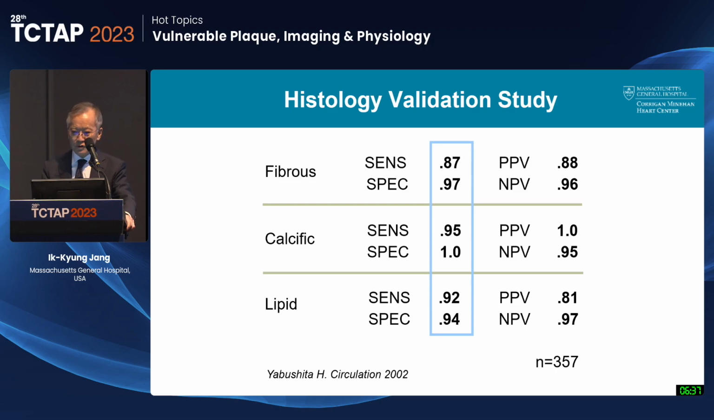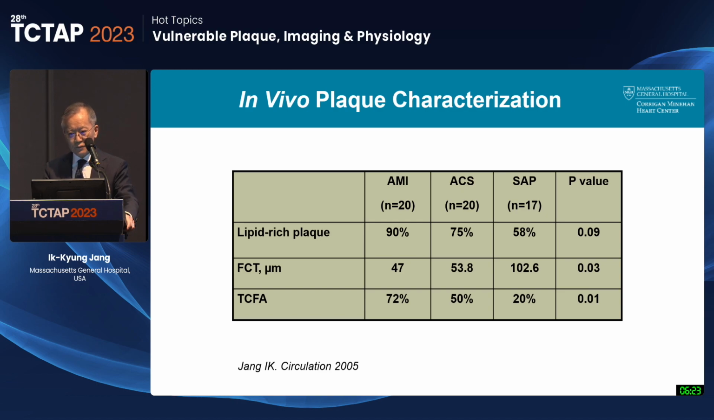So this is a histology validation study. This study demonstrates that different components of plaque, fibrous, calcific, and lipid, can be identified with OCT with accuracy of 0.85 or higher. And this is the first human study that replicates Dr. Virmani's histology report, fibrous cap thickness, the threshold of 65. So if you look at the prevalence of TCFA, it was 72% in acute MI, 50% in ACS, and 20% in stable angina.